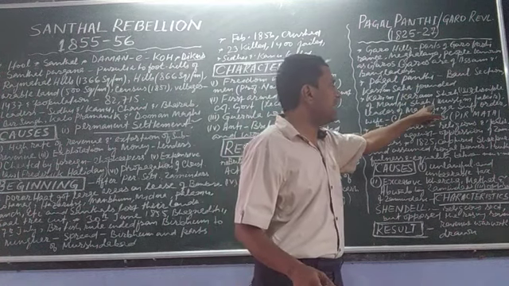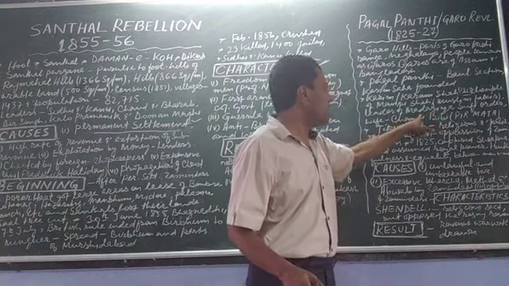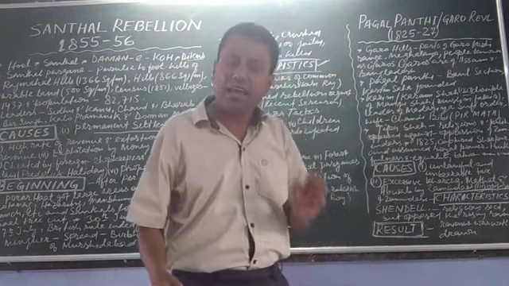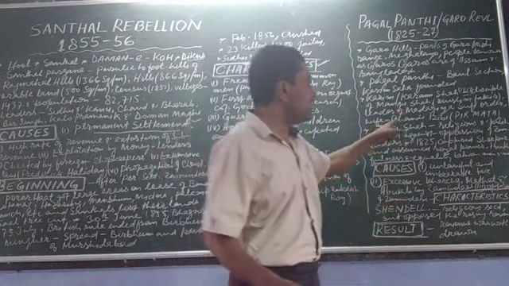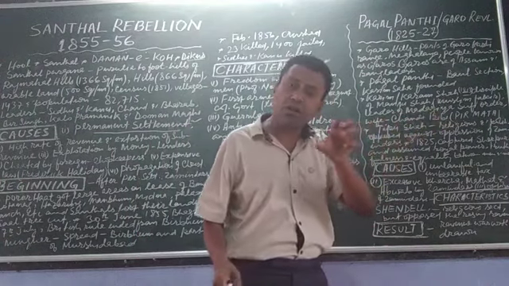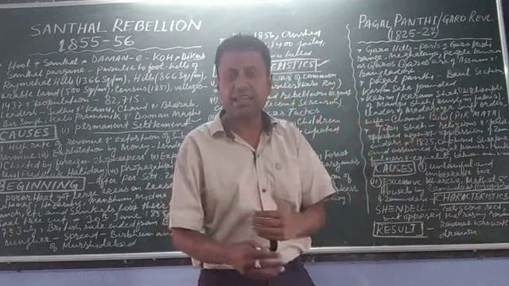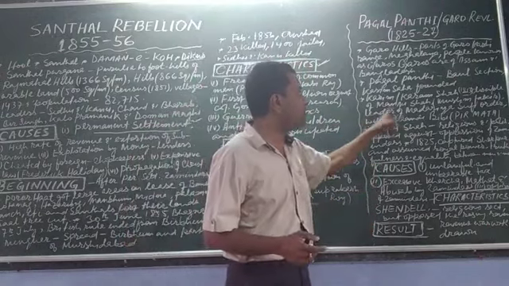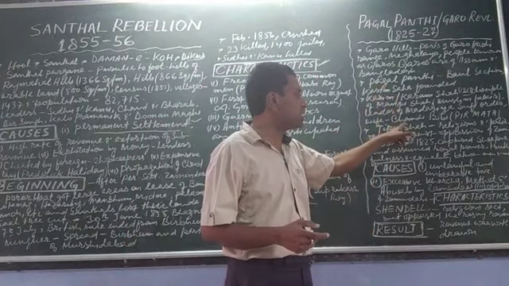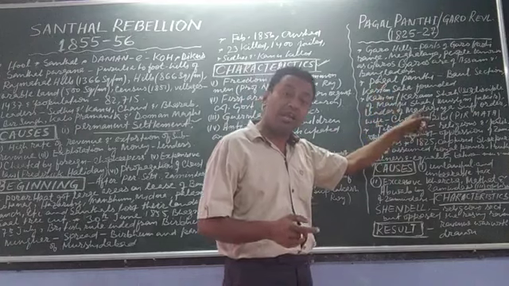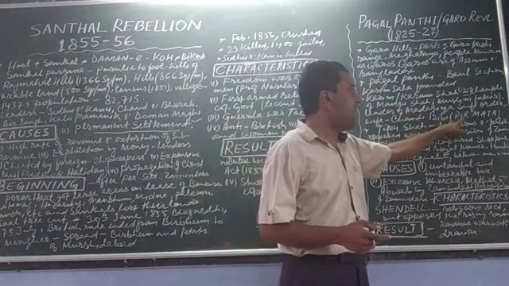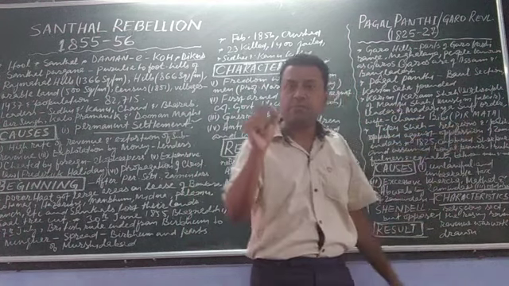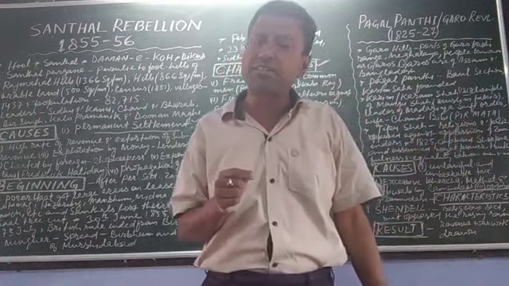After that, it is also said that his wife, the wife of Karam Shah, was named Chandni Bibi. She was also very influential. If you read in detail about the Pagal Panthi revolt, you will come to know about Chandni Bibi. She was a very influential and religious lady, and she was affectionately called Peer Mata, Saint Mother.